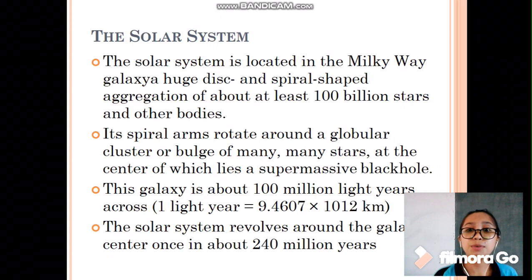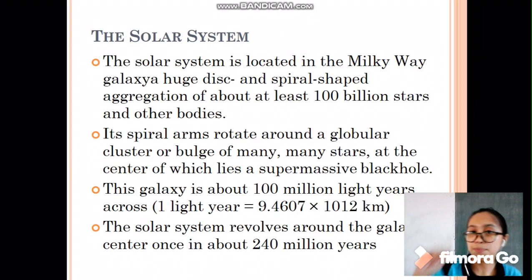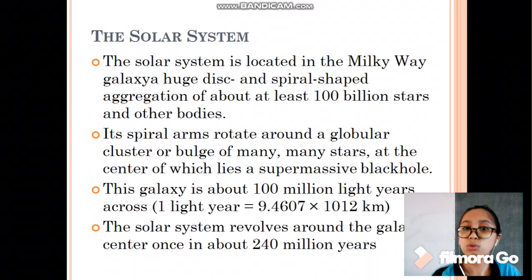and the solar system revolves around the galaxy center once in about 240 million years. So the solar system is still revolving in our galaxy. Okay, like that. 240 million. Ambot kung naka-rotate na ba tayo, naka-revolve na ba tayo, naka-complete na ba tayo sa revolution. Wala pa, kay pila pa ang edad sa atong solar system. 4.5 billion lang man diay. So, divide na lang. Kapila na kaya tayo nag-revolve around the galaxy.